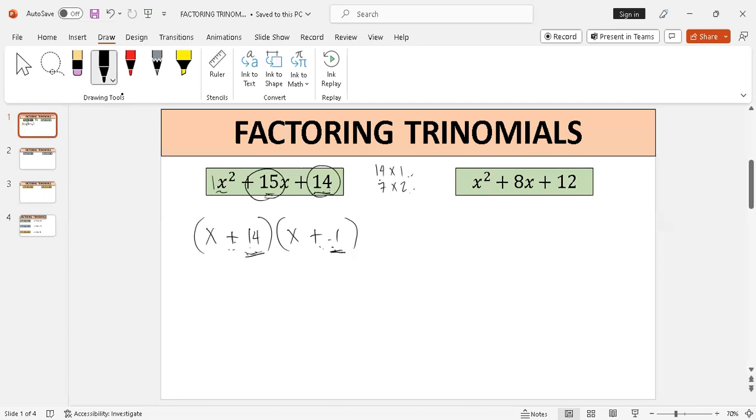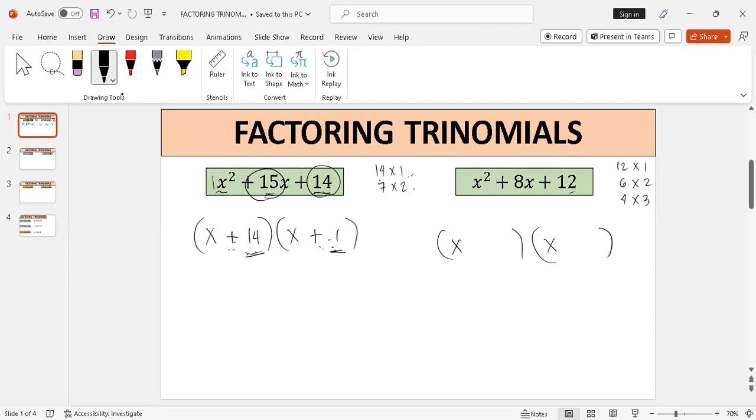Let's now have the second example. X squared plus 8x plus 12. Again, the first terms here are x. To find the second terms of these factors, find all the factors of the last term, 12. What are the factors of 12? We have 12 times 1, we have 6 times 2, and 4 times 3.